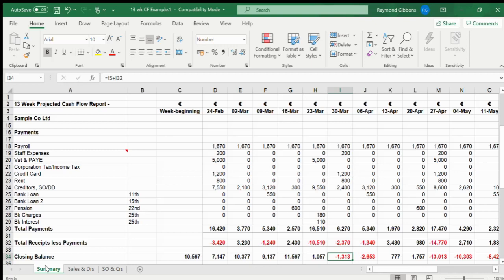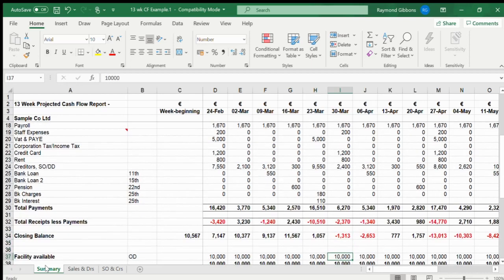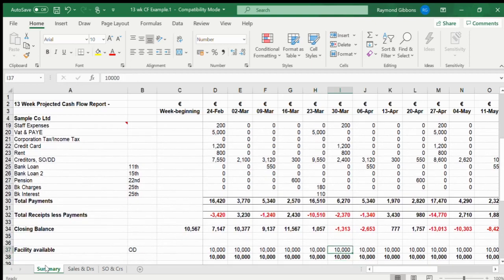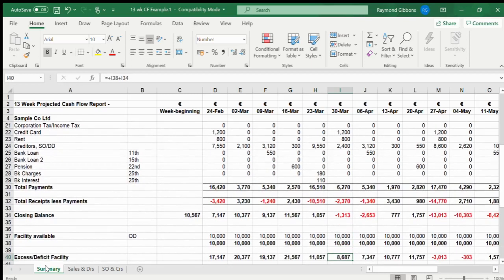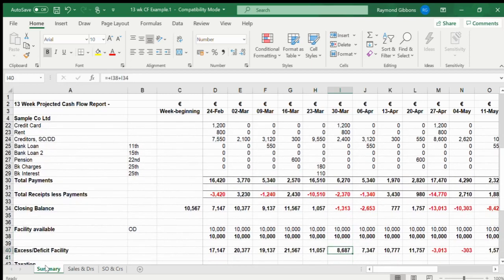Now, provided they have an overdraft facility in place with their bank, this might not be too bad. And if it's short term, that's fine. That's what an overdraft is there for. And in this particular instance, we can see that Sample Company have an overdraft of €10,000 in place with their bank. This means that they do have funds still available to them of approximately €8,700, i.e. the difference between their maximum overdraft and their current bank position.